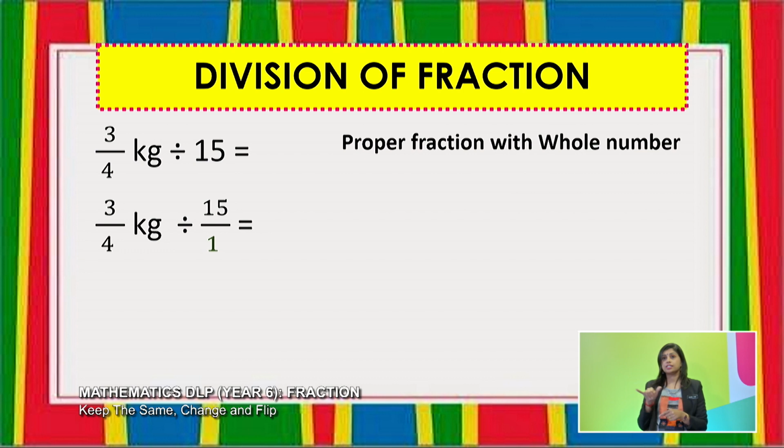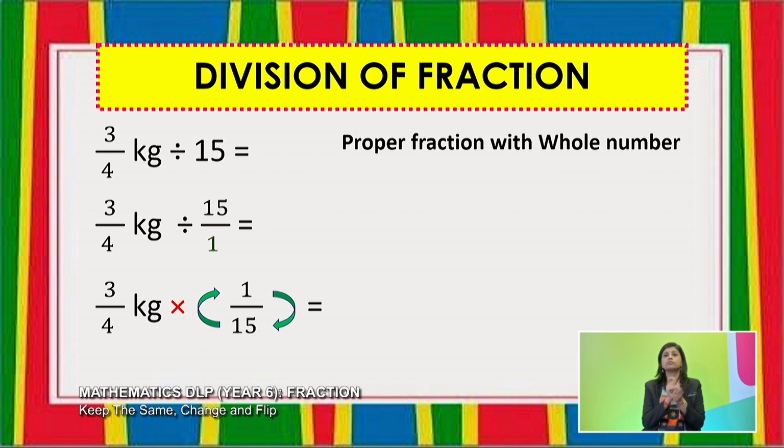That means we shouldn't change anything on that. Okay, second is what? We change the operation. Before dividing, we convert that whole number into an improper fraction. After that, we change the operation symbol to multiplication, and then we do the flip. K, C, F. So 1 over 15 becomes 1 over 15.